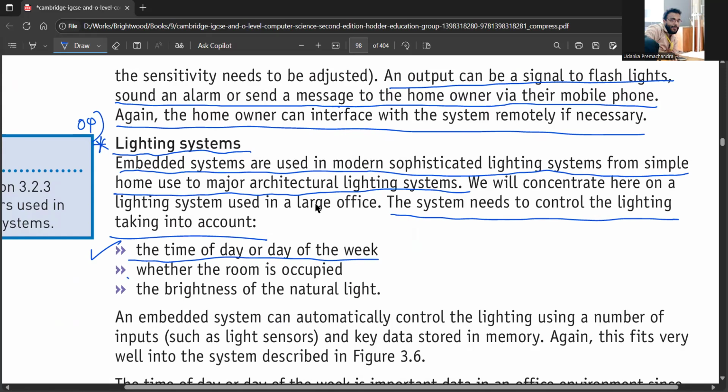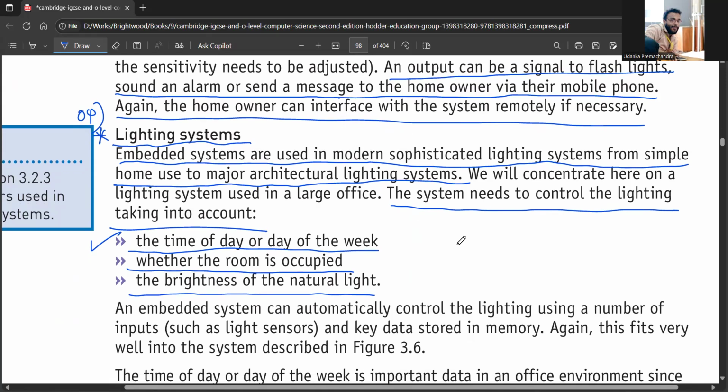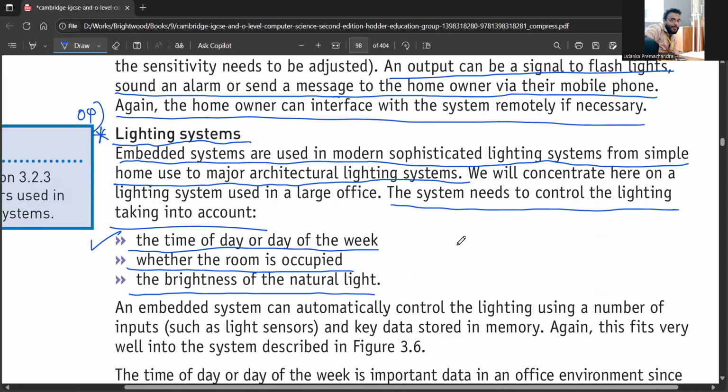It can be whether the room is occupied. Mostly, they are taking the brightness of the natural light into consideration, whether it is high brightness or low brightness. Like that, they can be considered there.